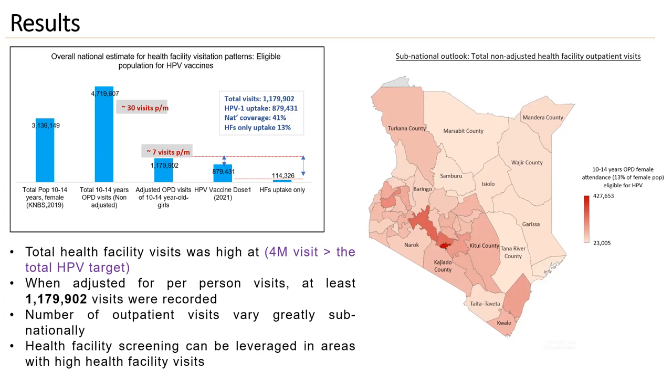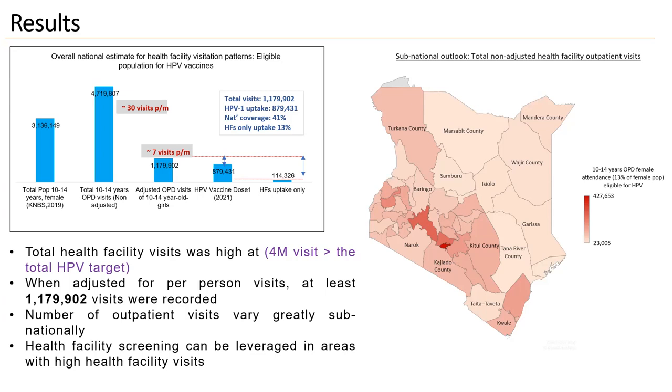If you look at the uptake during this period, HPV vaccination for the first dose in that year was 879,000. And this was an uptake that combined outreaches, school visitations, and health facility outreaches. So if we adjust for 13%, which is only health facility visits, we remain with 114,000 that come from health facility visits only.